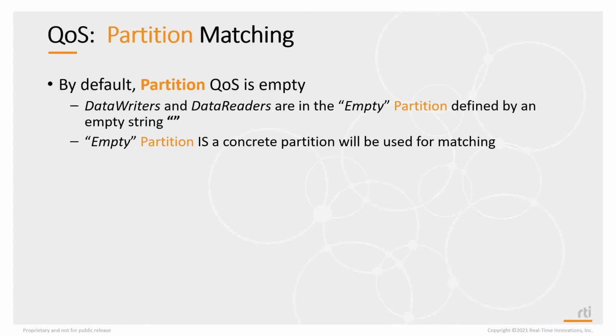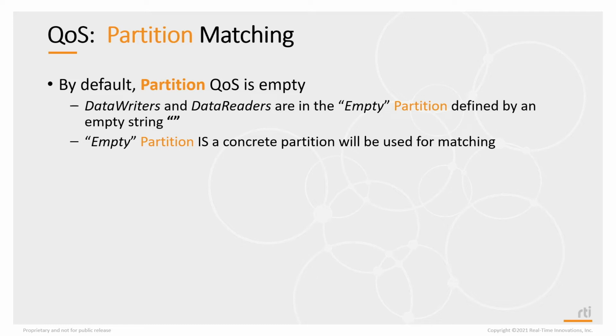Partition matching. First, let's talk about the default setting of the Partition QoS for publishers and subscribers. By default, the Partition QoS is an empty list, so there are no partitions that have been set. However, this means that the data writers and data readers created for those publisher and subscriber objects are in the empty partition, and the empty partition is defined by the empty string. An empty partition is a concrete partition and will be used for matching if needed.